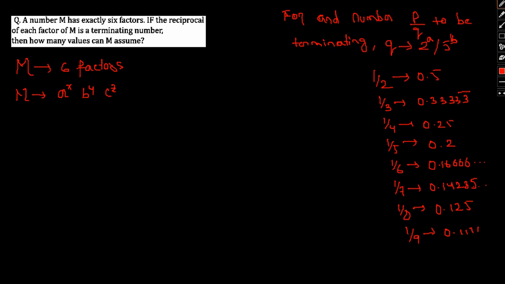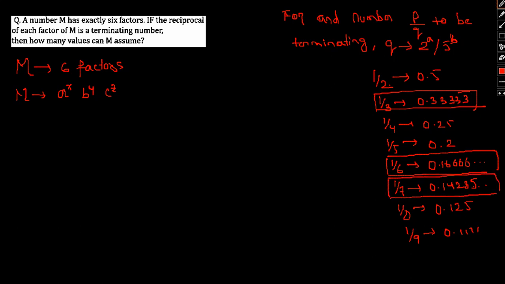Okay, so see, 1 by 2, 2 to the power 1. 1 by 3 non-terminating, out of option. 1 by 4, 2 square. 1 by 5, 5. 1 by 6 again non-terminating here. 1 by 7 again non-terminating. 1 by 8, 8 is 2 cube, again terminating. 1 by 9 again non-terminating. So as you can see, the powers are in the form of 2 to the power a or 5 to the power b, where a and b can be anything. So therefore c we won't be needing in this regard.